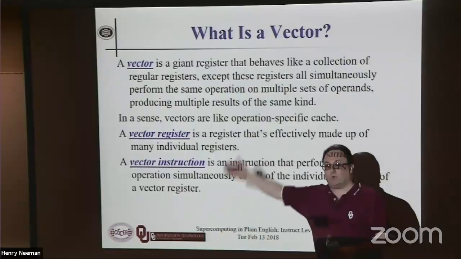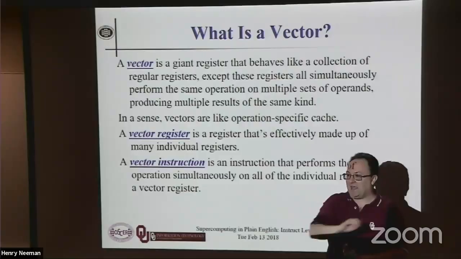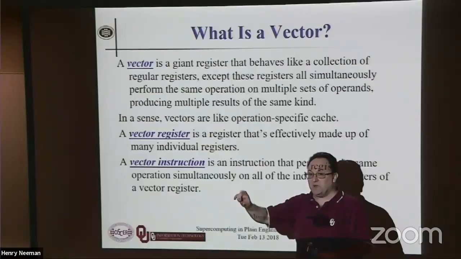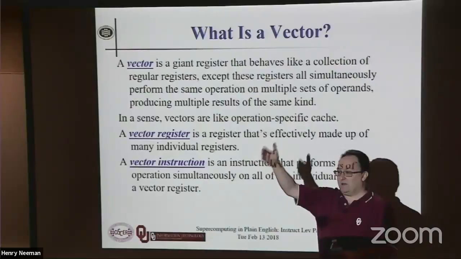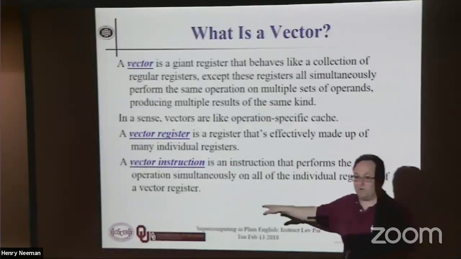So you've got all of the A's, A1 through A8, in register V1, and B1 through B8 in register V2. And you say multiply V1 times V2. And what you get is 8 products, right? The products of A and B for indices 1 through 8. Does that make sense? So that's what a vector register is. That's what a vector instruction does. It does the same thing on multiple operand sets.